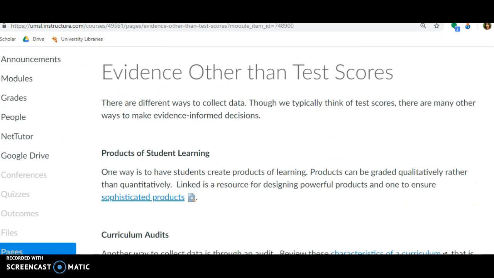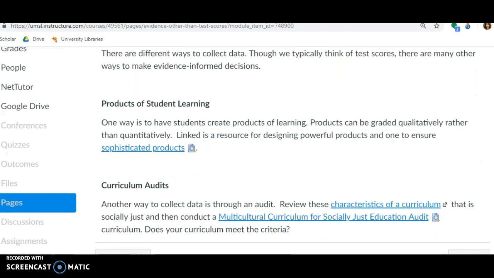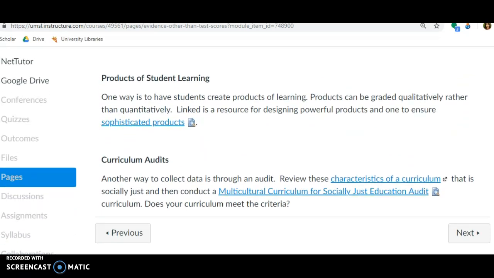So I think a lot of times we rely on standardized tests, but there are other forms of evidence other than test scores. So products of student learning can be projects, they can be performances, they can be essays, photo essays, works of art. They can be inquiry projects, research projects. And the thing is, you want them to be good quality. So you can look at this resource to make sure that your products of student learning are sophisticated.